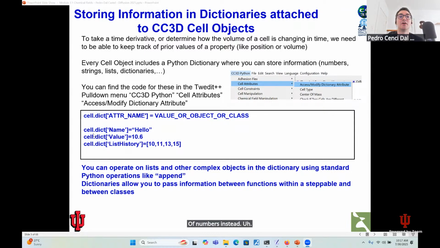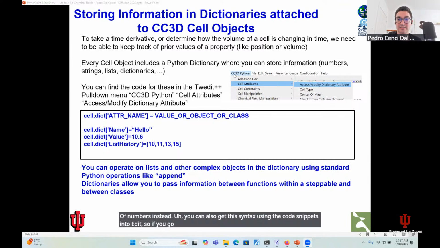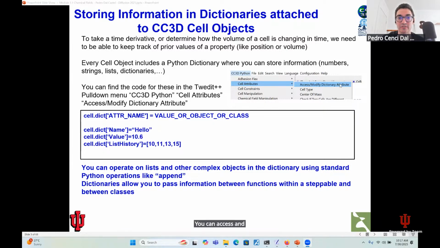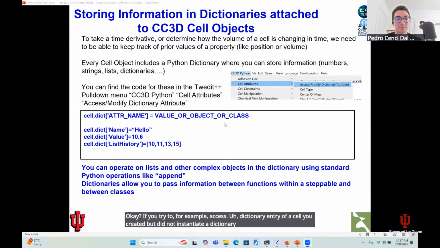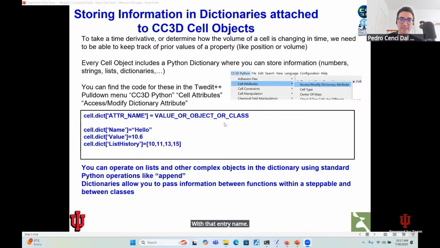You can also get the syntax using the code snippets in Twedit. So if you go to the CC3D Python drop-down menu, go to cell attributes, you can access and modify dictionary attributes. Then also remember that if your cell divides, if you create a new cell, then you have to instantiate a dictionary to that new cell too. Okay? If you try to, for example, access a dictionary entry of a cell you created but did not instantiate the dictionary with that entry name, you will find a bug.